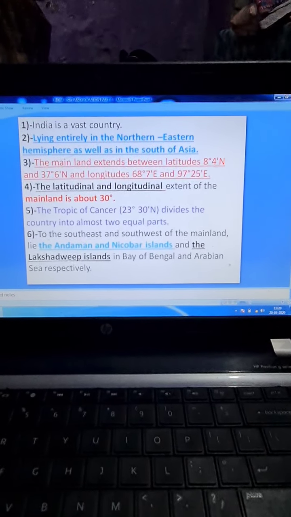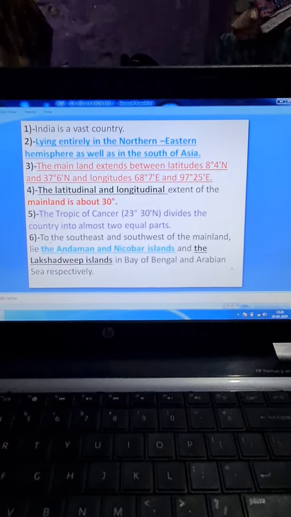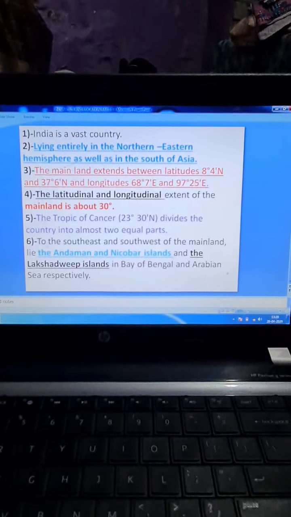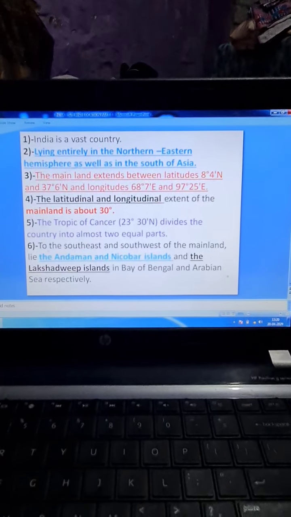To the southeast and southwest of the mainland lie the Andaman and Nicobar Islands and the Lakshadweep Islands in the Bay of Bengal and Arabian Sea respectively. Now look at the picture. This is the southeast and this is the region of the southwest. In the southwest, in the Arabian Sea, we see Lakshadweep, which is a group of islands, and in the Bay of Bengal the group of islands is known as Andaman and Nicobar.